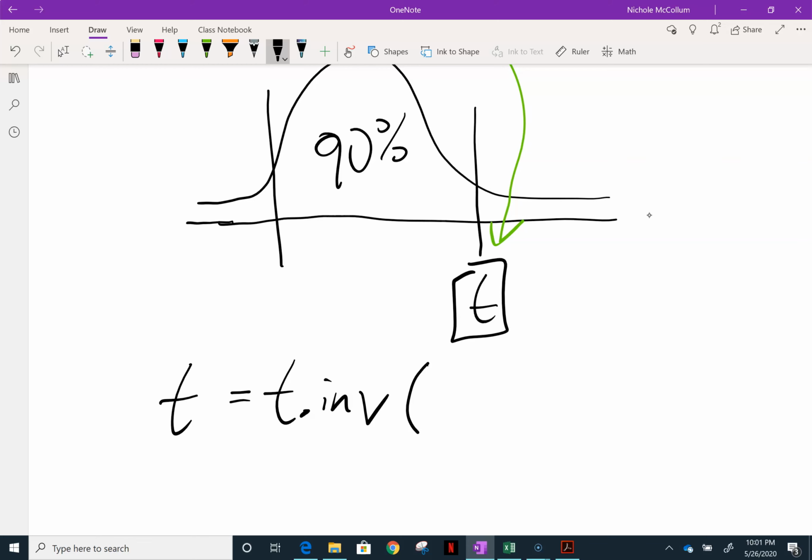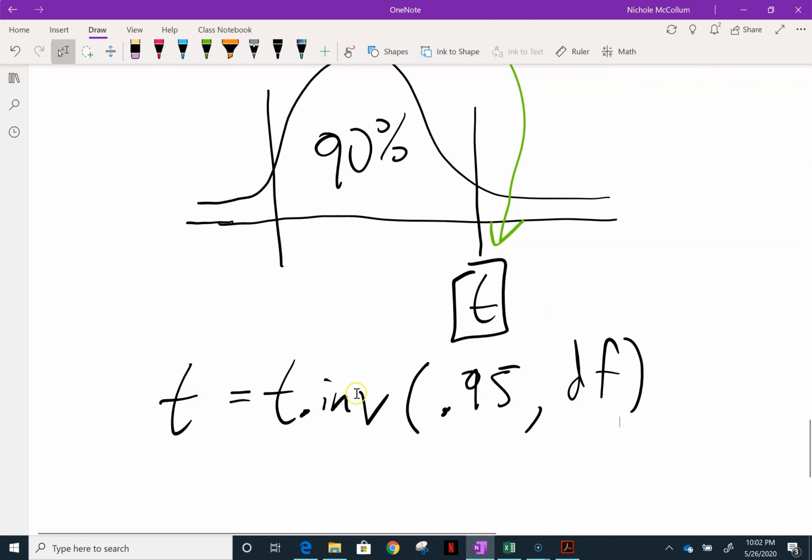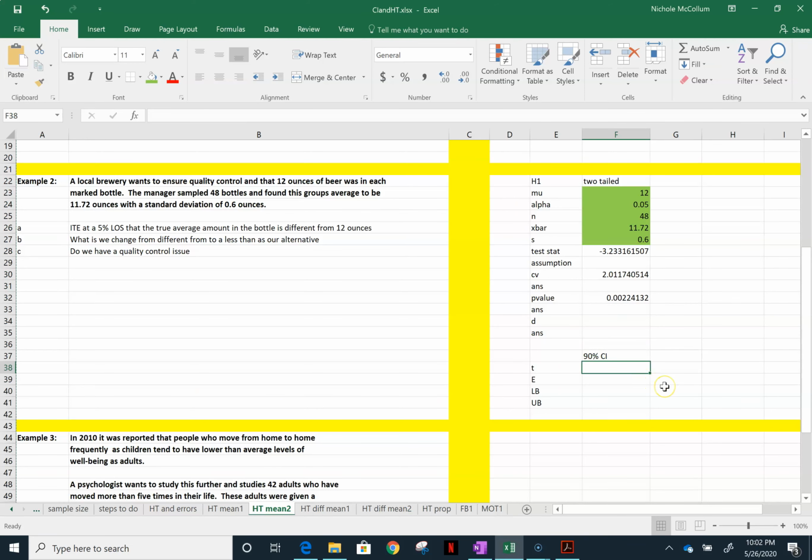Now you have to remember the area below that T bar. The area below that T bar is 0.95. I'll let you think about why I know it is. And then, of course, degrees of freedom. And so I find that number. That is the T value I need for the confidence interval I want. All right, back to Excel.